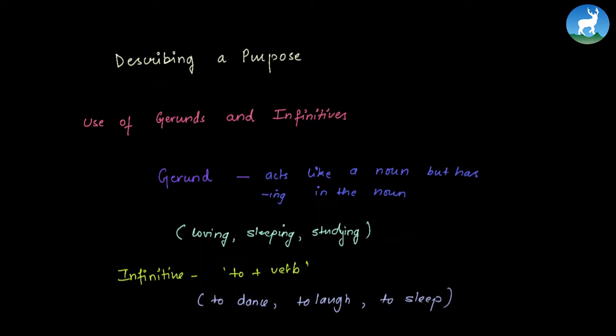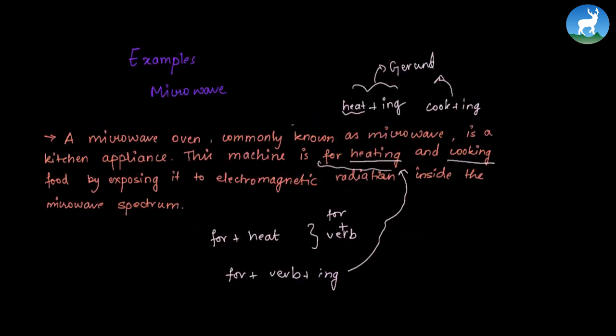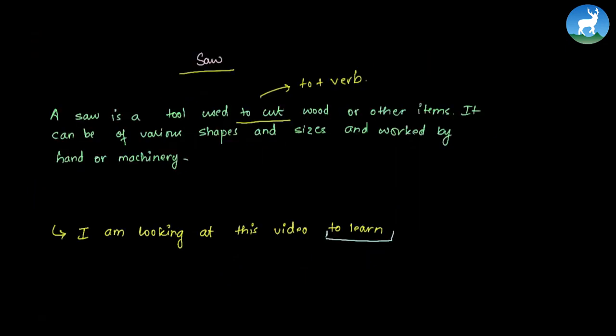Now the use of infinitives. Infinitives भनेको हामीले verbमा to लगायो भने that's an infinitive. For example, to dance, to laugh, or to sleep. Because dance, laugh, and sleep are verbs, so if we add a to before them, it becomes an infinitive. Now this is an example of describing a purpose of a microwave, and here we have another example describing a purpose of a saw.